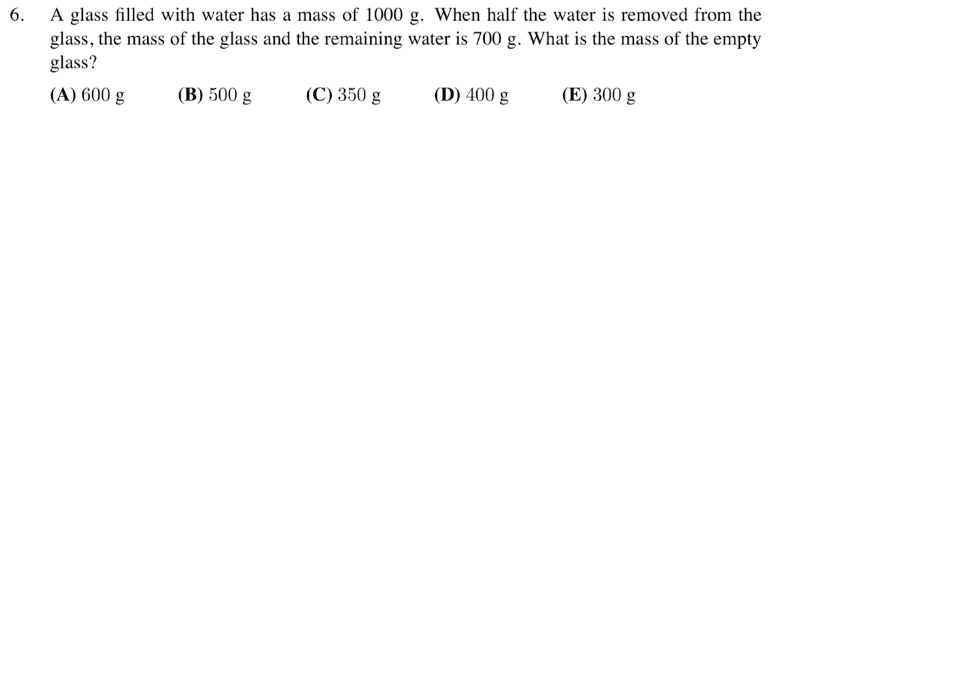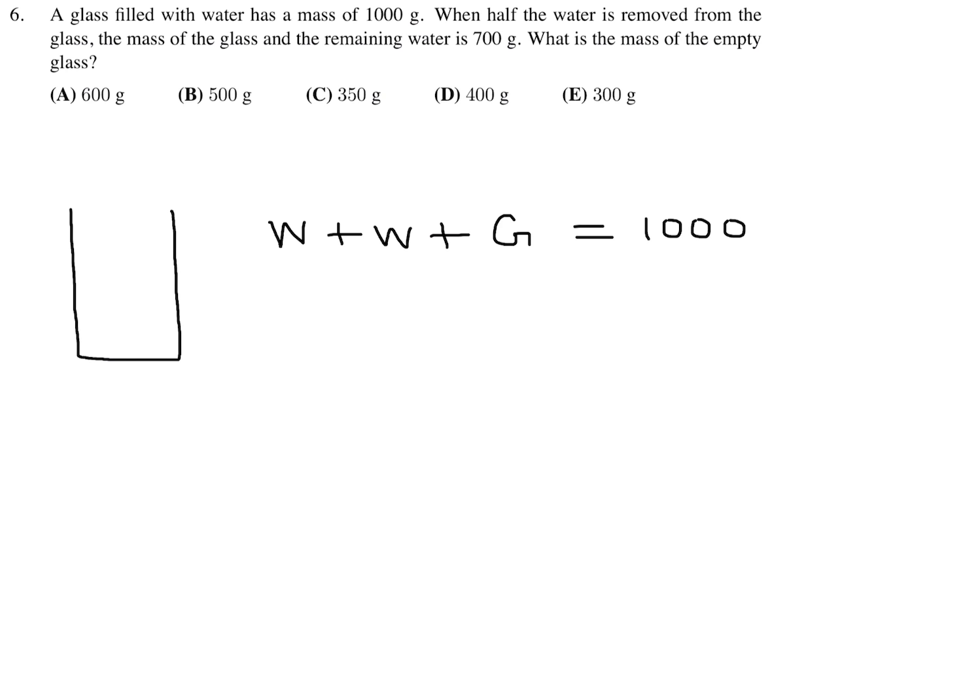A glass filled with water has a mass of 1,000 grams. When half the water is removed from the glass, the mass of the glass and the remaining water is 700 grams. What is the mass of the empty glass? So we've got water plus glass is equal to 1,000. Right? Because they're speaking in terms of halves, that's why I cut the water into 2 halves. And then, of course, the glass is going to be represented by a G in my equation.